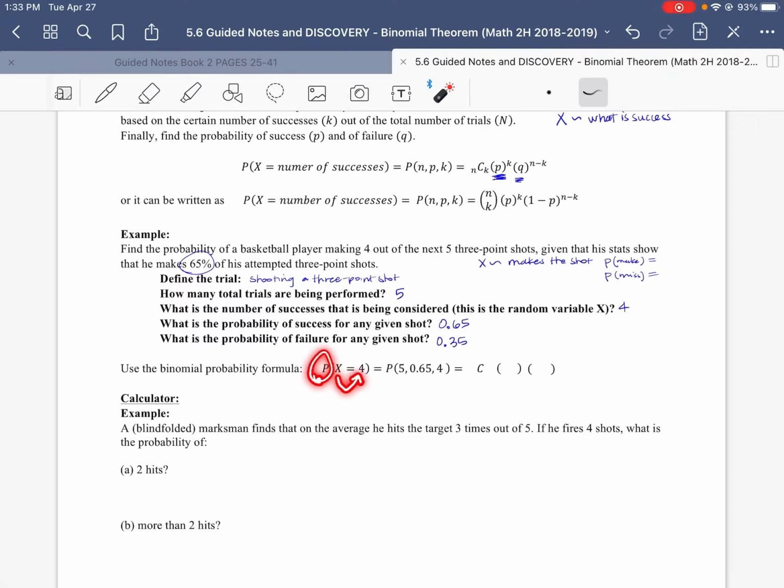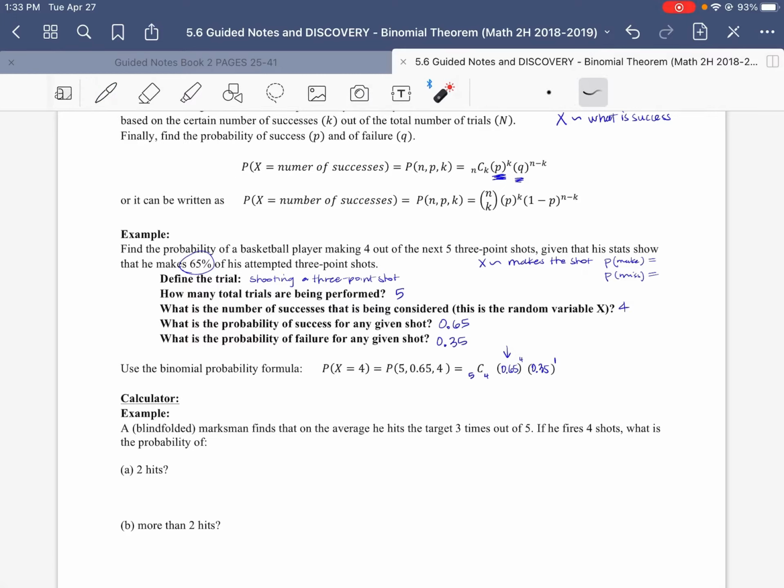We say the probability of 4 makes. We use the X to represent makes, remember, made shots, and we want to see 4 makes. I'm going to skip the calculator part for a minute. We say n is 5. He shoots 5. We want to see 4 makes. The probability of success on any given shot is 0.65, and we raise that to the 4th power because we want 4 successes, or 4 makes. The probability that he misses is 0.35 on that other shot.